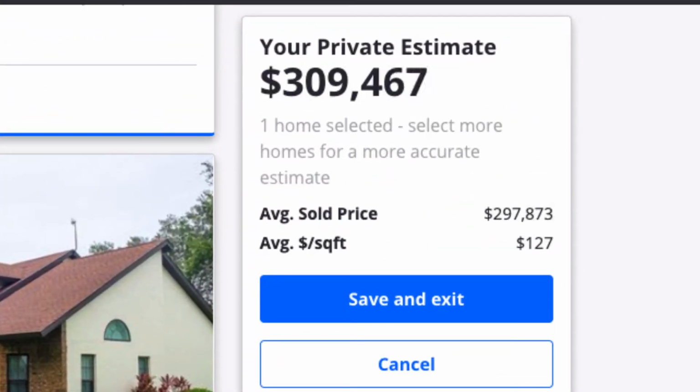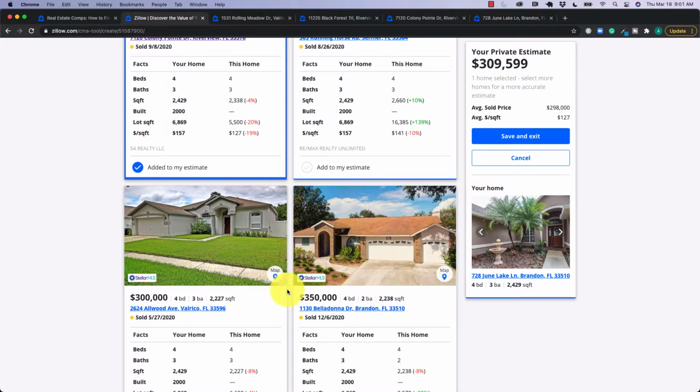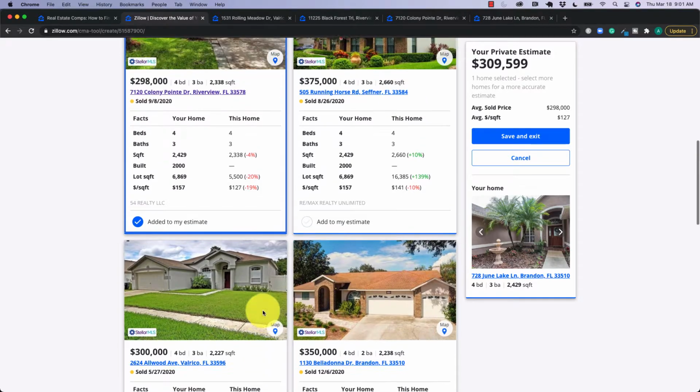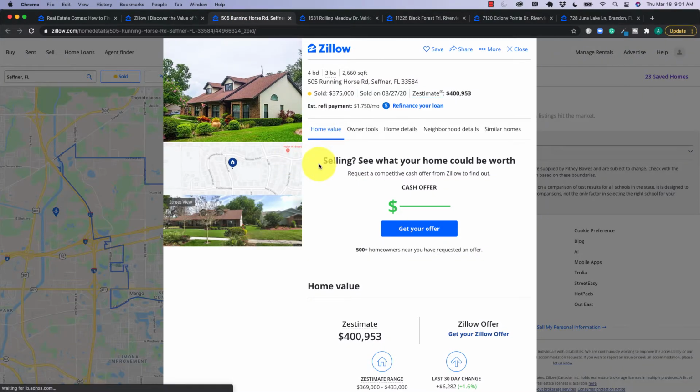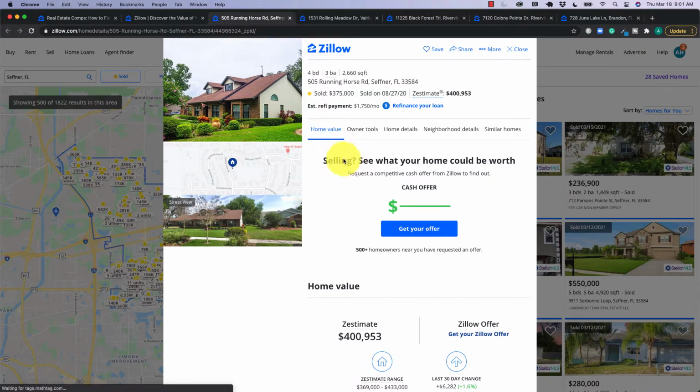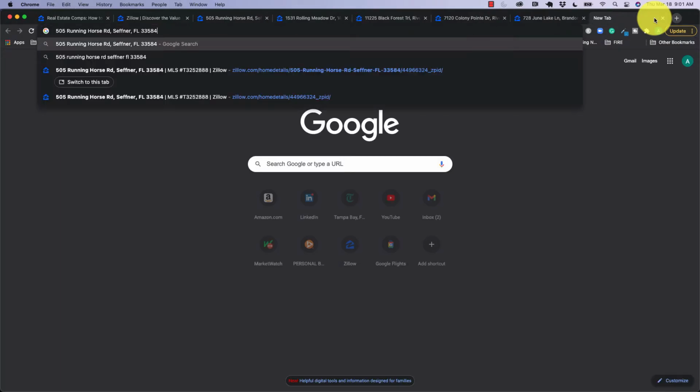I guess we can add it to your estimate. I am going through this for the first time, so this is really cool. We could look at more properties, Seffner, Florida. I am a little bit surprised at how there's limited pictures for houses that recently sold. I wonder if it gets taken off of Zillow maybe for storage space for their data.